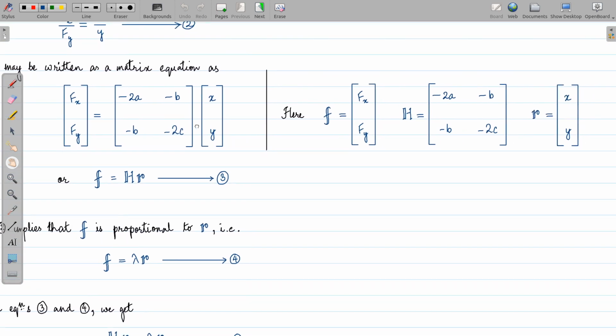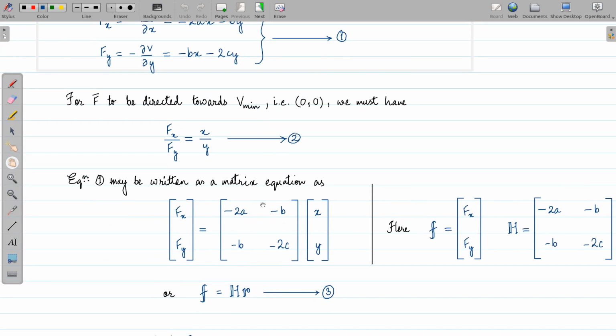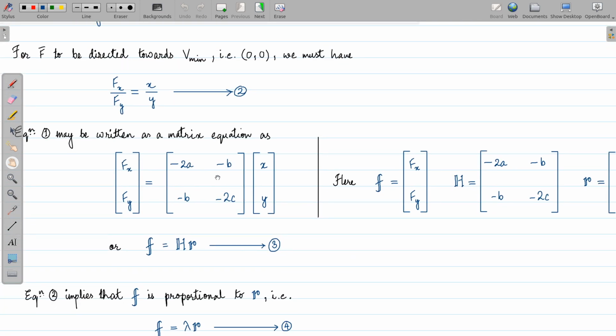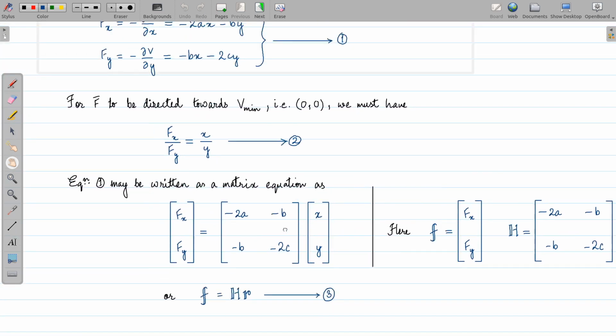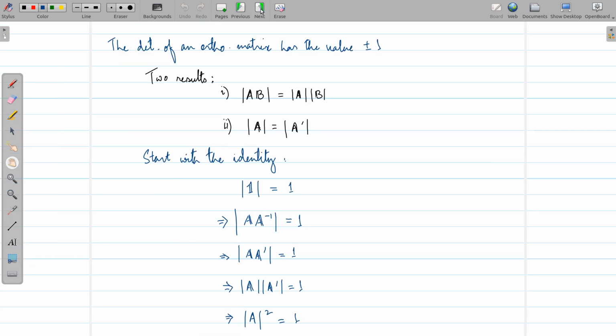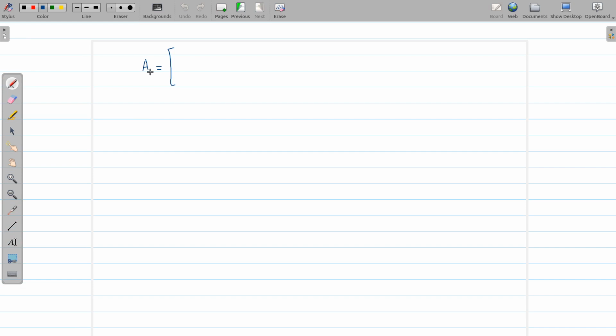Matrix A is basically this one. Over here, the values of a, b and c are 1, minus root 5 and 3. So when you substitute 1, we get minus 2; minus root 5 here gives root 5 and root 5; and c is 3, so we'll get minus 6. So A is equal to minus 2 and minus 6 along the main diagonal, and the off-diagonal elements will be plus root 5. So this is the matrix A.